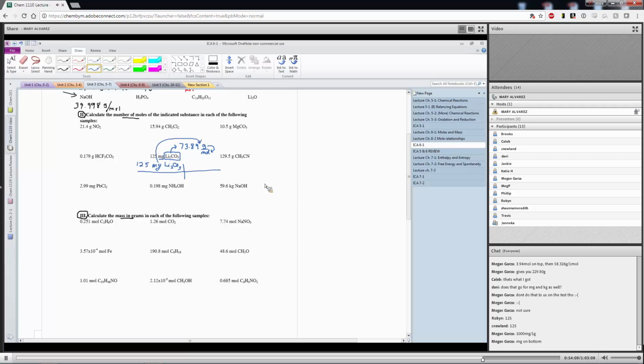Excellent. I'm going to put 1,000 milligrams on the bottom and 1 gram on top. This is good for anything, but since I'm working with lithium carbonate, I'll just be consistent. Okay, so my milligrams of lithium carbonate canceled out. Now I'm left with grams of lithium carbonate, and I want moles, so what do I do now?